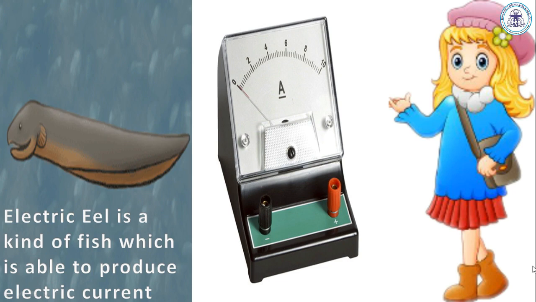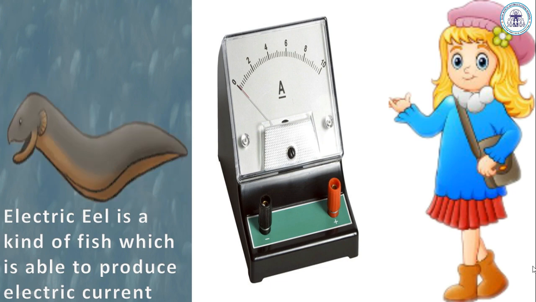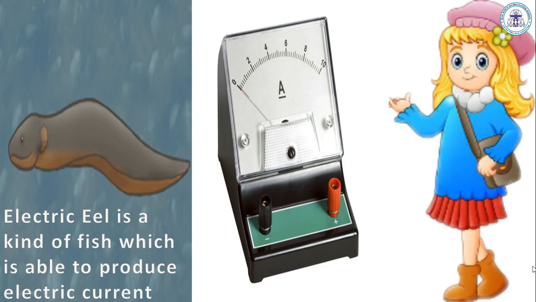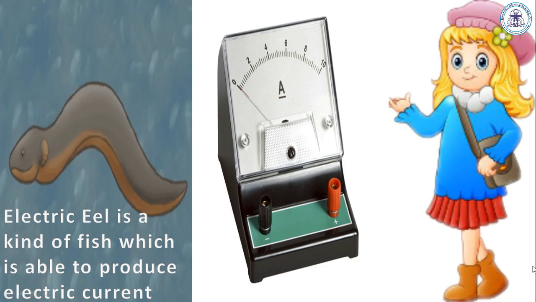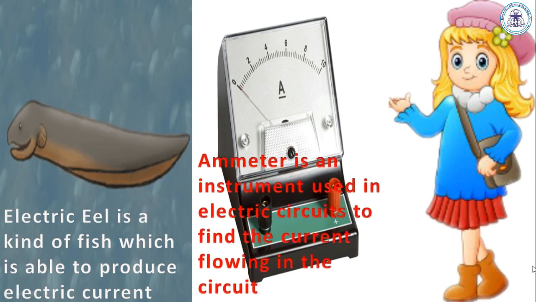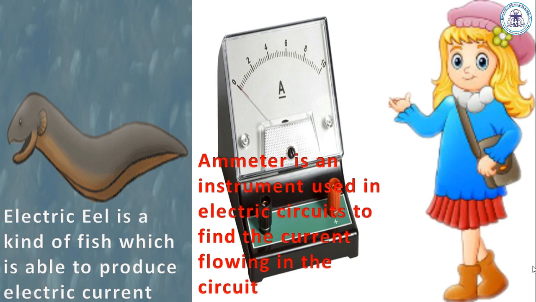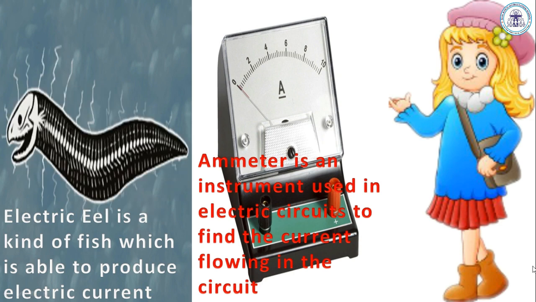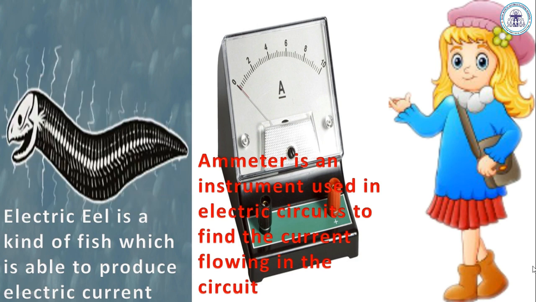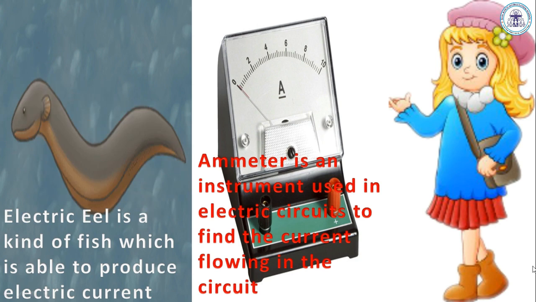Children, do you know electric eel is a kind of fish which is able to produce electric current? This kind of fish can produce an electric shock to safeguard itself from enemies and also to catch its food. Ammeter. Ammeter is an instrument used in electric circuits to find the quantity of current flowing through the circuit. This instrument is to be connected in series.